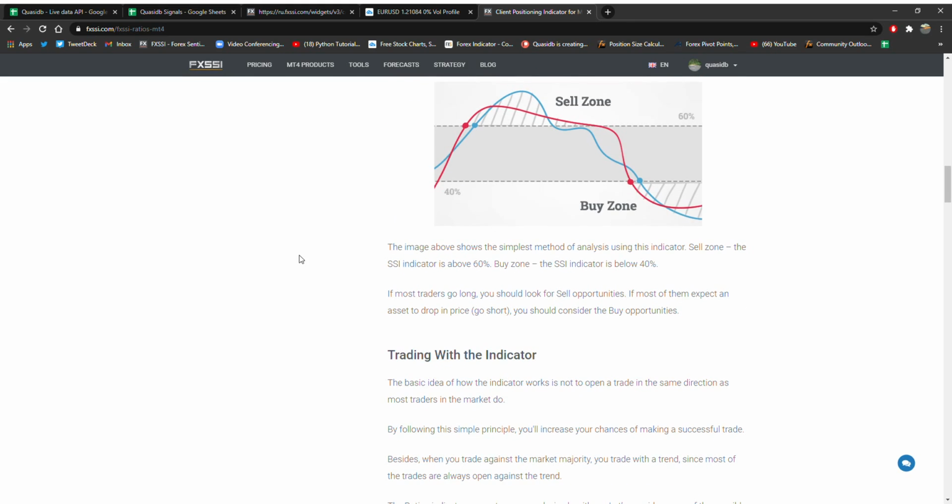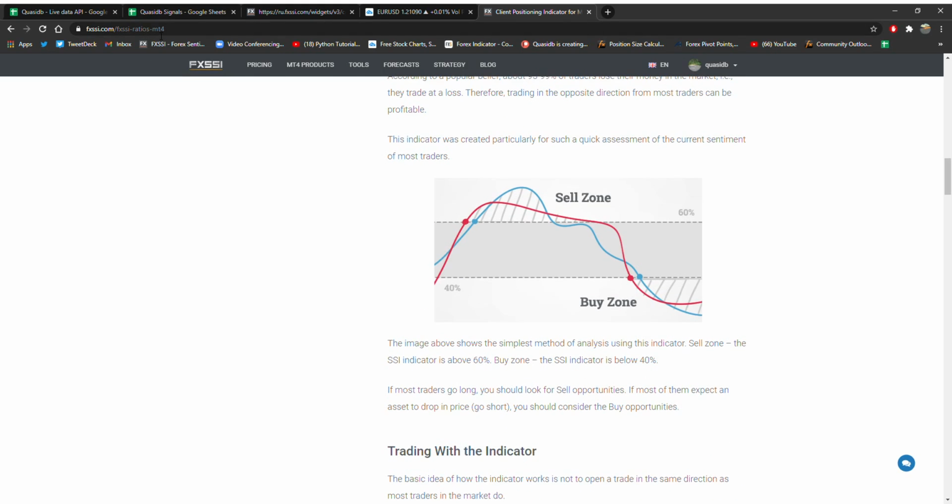The cool thing with the indicators is that you can get a history, so you can go back in time and see how things actually unfolded.